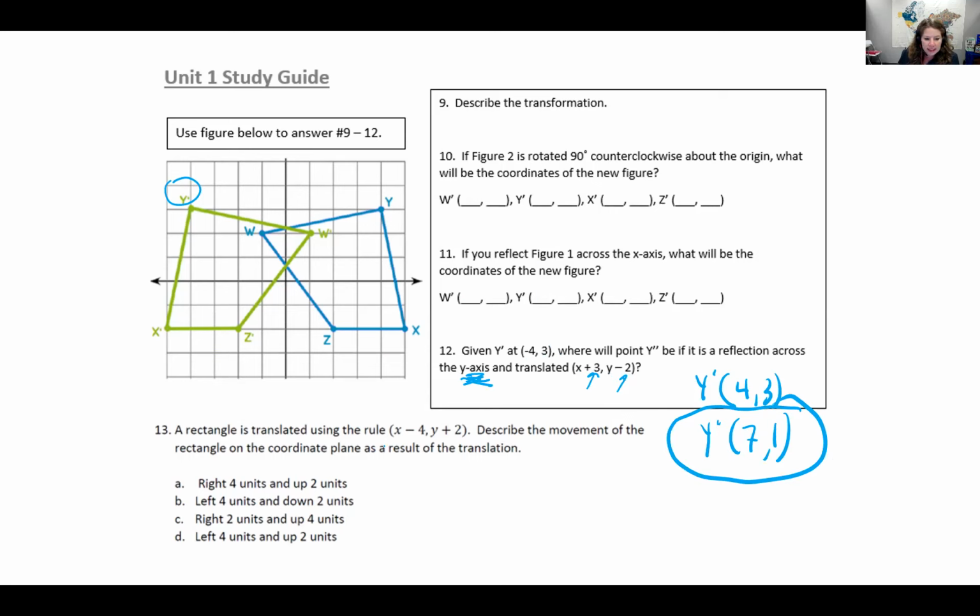All right, a rectangle is translated using this rule. What does this mean? So the x controls right or left. So this would mean left 4. And then the y controls up or down. So positive 2 would go up 2. So left 4, up 2. Left 4, up 2 would be D.